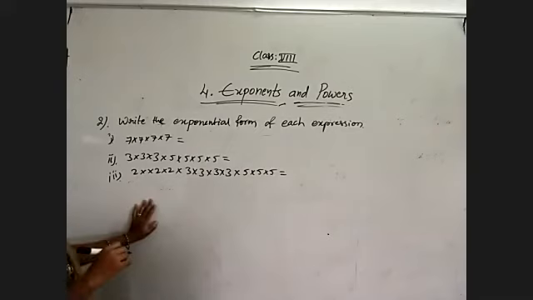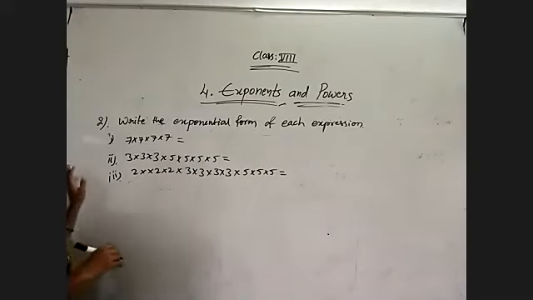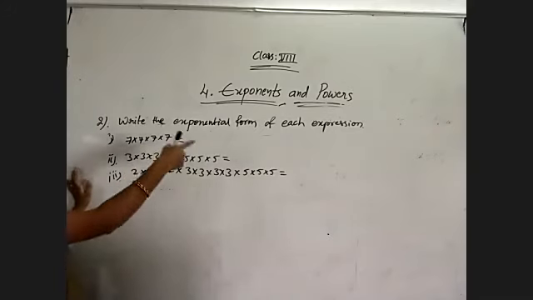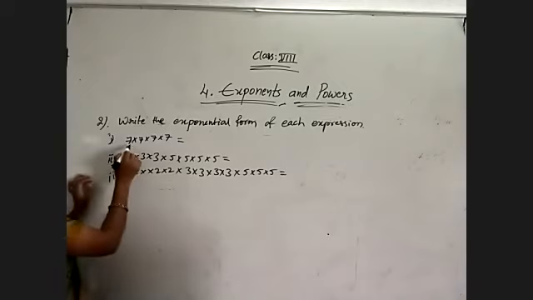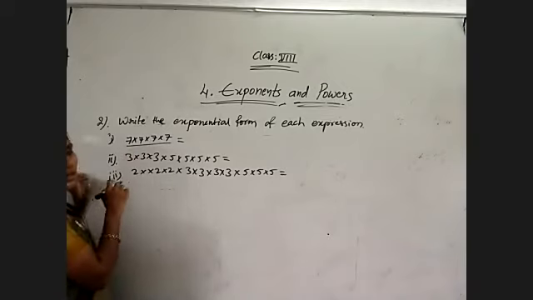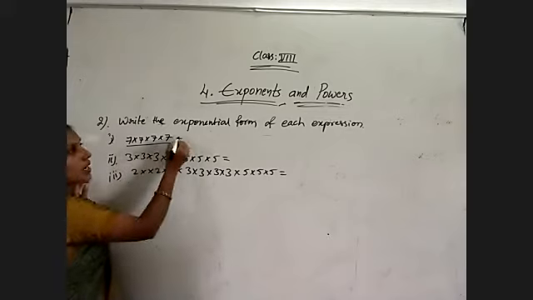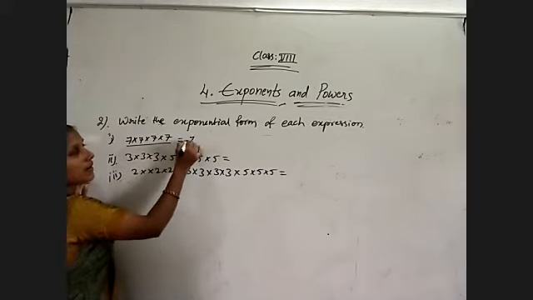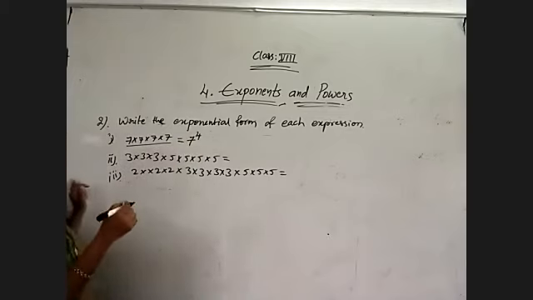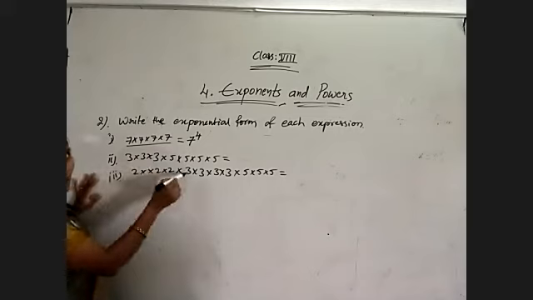For this we need to write the exponential form. So when product form is given, we must write it in the exponential form. Here which number is repeating? 7. 7 is multiplied how many times? 4 times. So what is its exponential form? 7 to the power of 4. That's all.